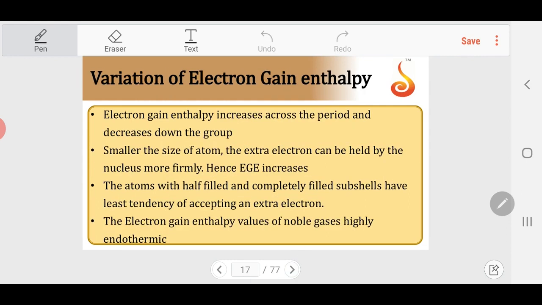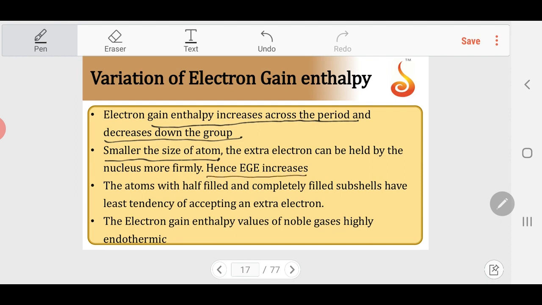How does electron gain enthalpy change in a period and in a group? Again, it depends upon the size. So electron gain enthalpy increases across the period and decreases down the group. The smaller the size of the atom, the more firmly the extra electron can be held by the nucleus, because the distance between the nucleus and the electron will be less. So the amount of energy released will be higher.